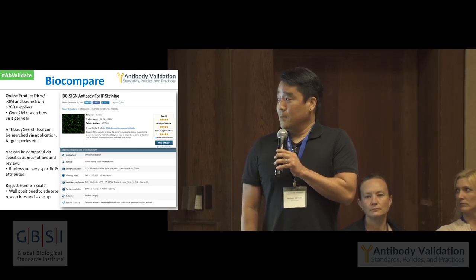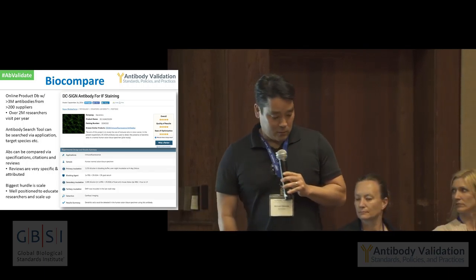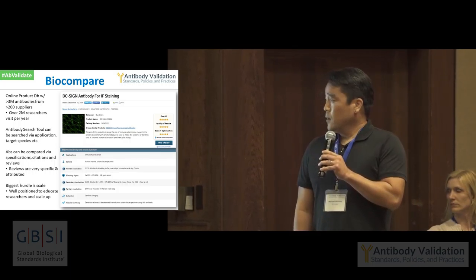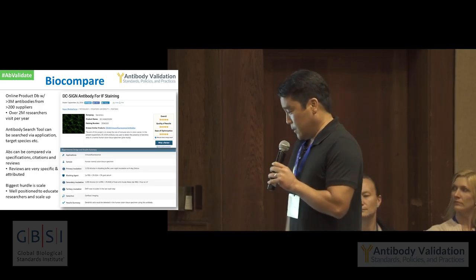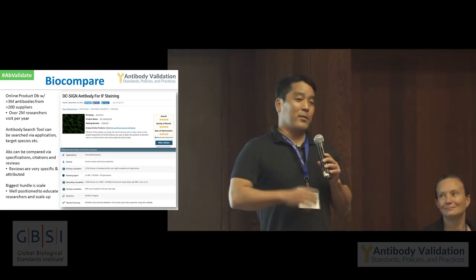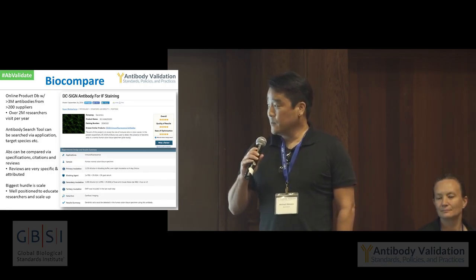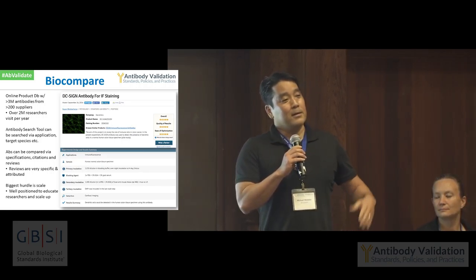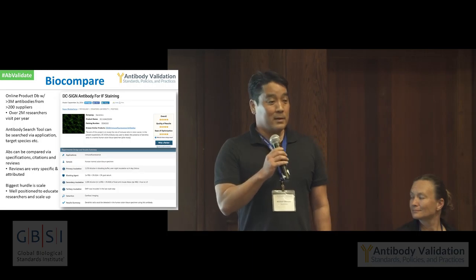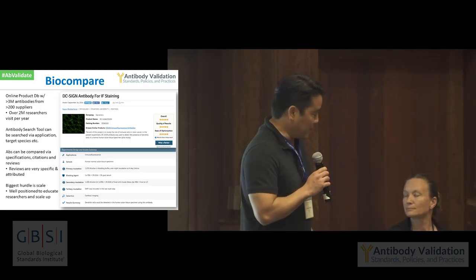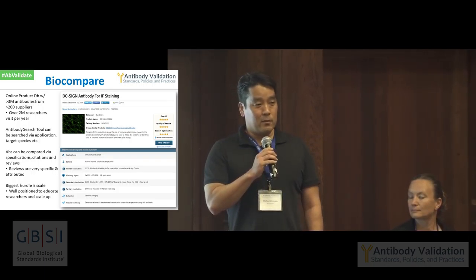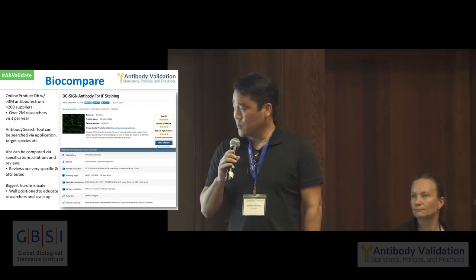So we have a pretty big antibody database, and it's used by just over 2 million researchers per year. The researchers can come to the site. They can search for antibodies using our cleverly named antibody search tool. Within the tool, obviously, they can search by application, by target, et cetera. And once they find a list of antibodies that might fit their search criteria, they can compare them based on specifications. We do have citations. I don't think quite as extensive as CiteAb, but we did acquire a text mining company a couple of years ago, so we do have citation information.